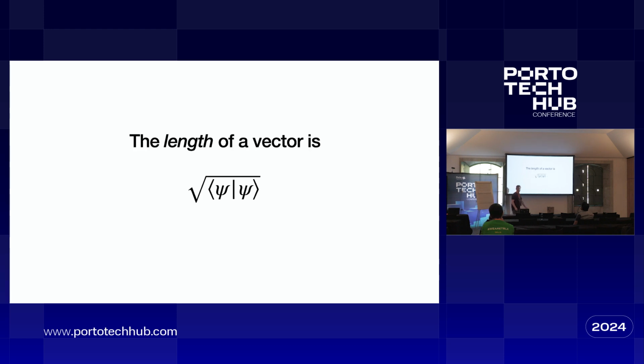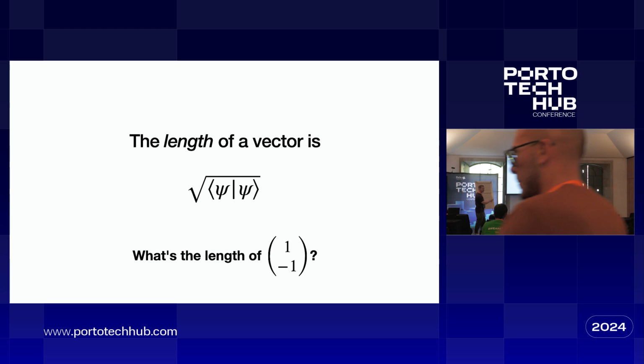The length of a vector, or the norm, is the square root of the inner product with itself, okay? So remind me, how do I calculate the length of a vector? What's the length of this vector? That squared plus that squared, take the square root, okay? Euclidean norm. Okay, yeah.